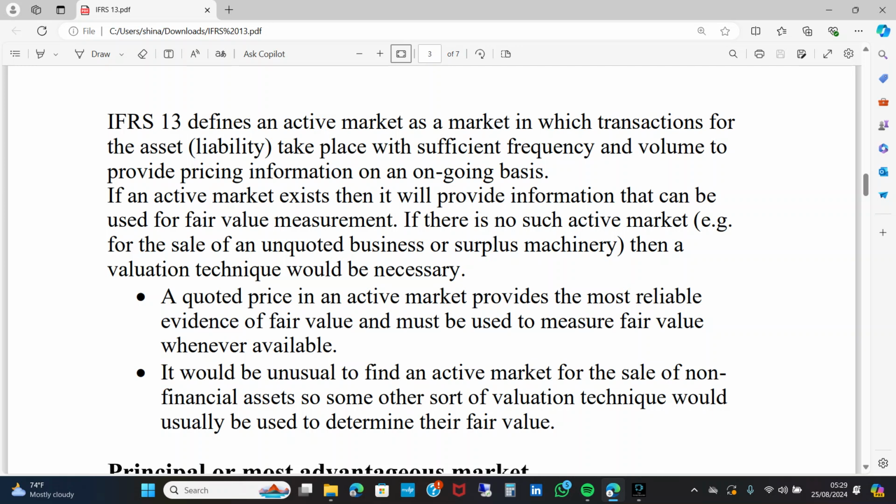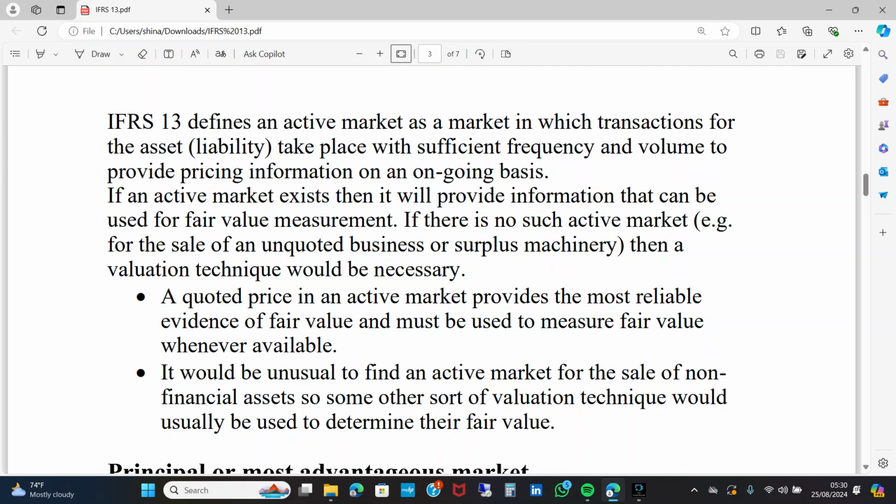That means an active market is a market in which they are buying it. Frequency means the number of times they are buying it. Volume means that they are buying it in enough quantity that at any point in time you can determine fair value in that market. So an active market is a market where if I go to the market, I'm going to see that they are buying and selling that asset I want to fair value, in such frequency, the number of times they are buying it, and in such volume, that you can determine pricing information of fair value anytime on an ongoing basis.